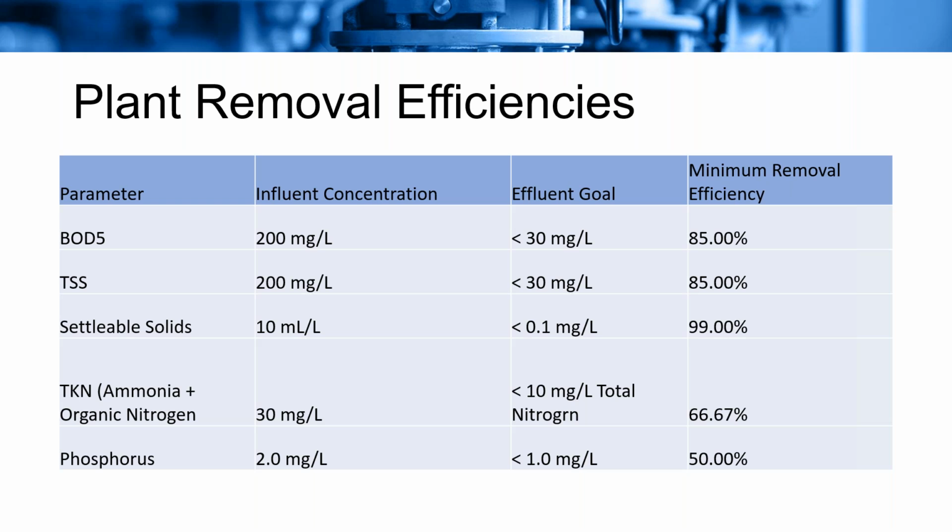So for your TKN, which is your ammonia plus your organic nitrogen, you might come in at 30 milligrams per liter, and you want to have less than 10 milligrams per liter, or a 66.67% removal efficiency. And then phosphorus you might see as like 2 milligrams per liter and less than 1, so about 50% removal, unless it's a specialized plant that's designed to remove phosphorus.